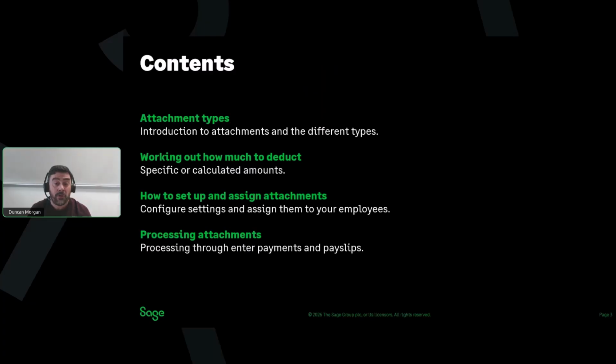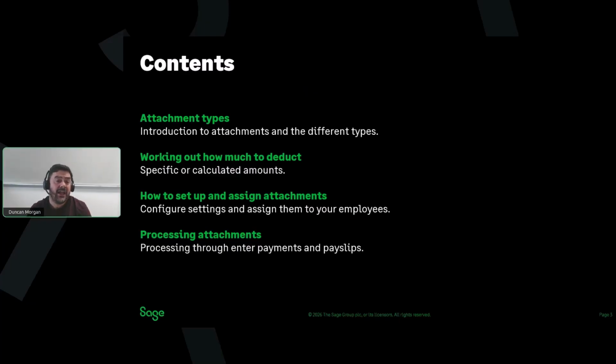Let's now take a look at what we'll cover in today's webinar. So we're going to start with an introduction to attachment orders, outlining the main types of attachment and the different types that can be set up in Sage 50 Payroll.